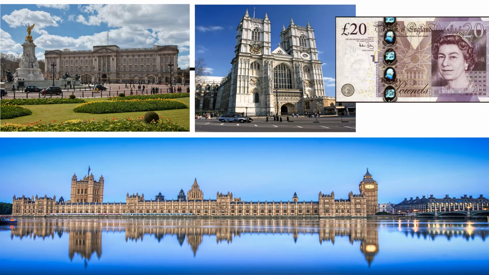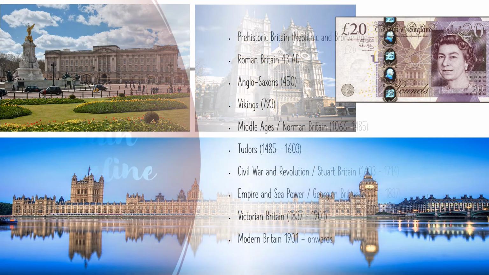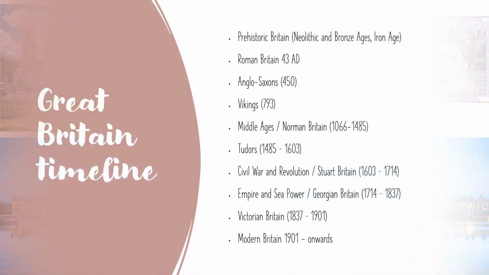We can divide the history of Great Britain into periods and take a closer look at each of them. So let's start from the beginning. First comes prehistoric Britain, which includes the Neolithic and Bronze Ages, and also the Iron Age. Then comes Roman Britain, with the coming of the Romans on a British shore. Then the Anglo-Saxons, the Germanic tribes who took control over the land. After that, the menacing tribes of Vikings invaded the British Isles.